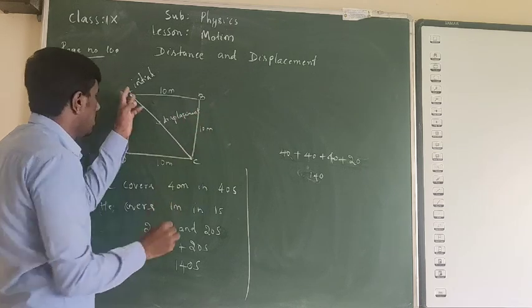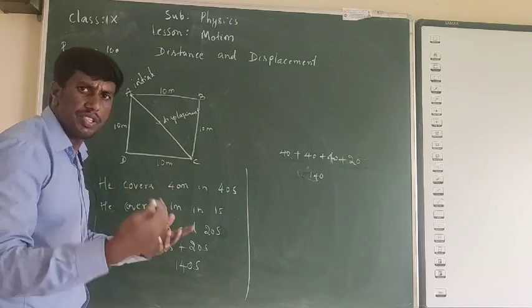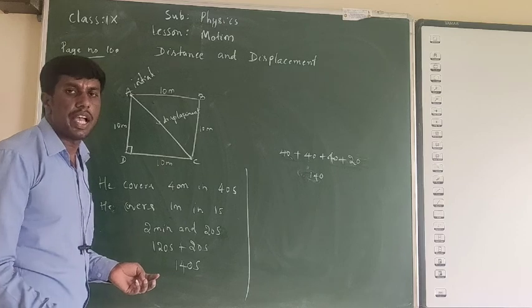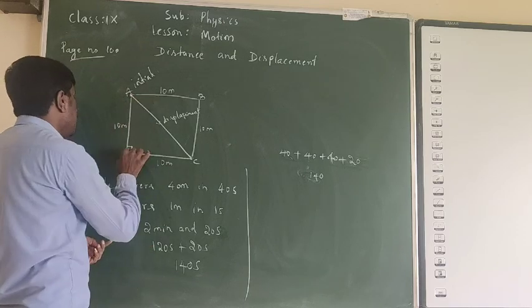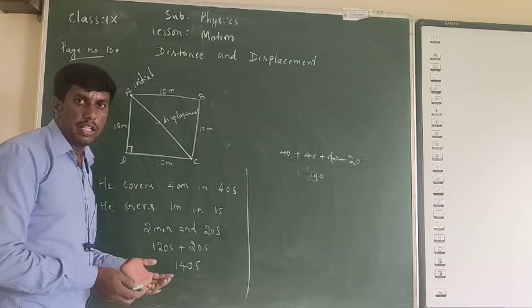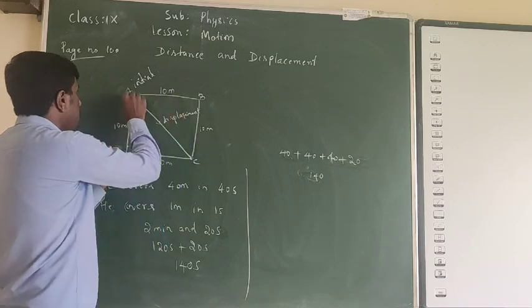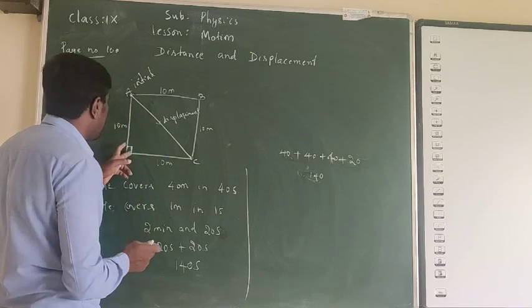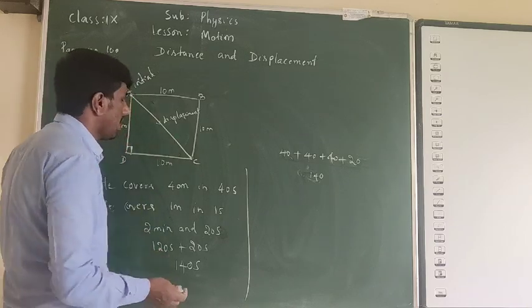How to find out this displacement AC? Since it is a square, each angle is 90 degrees. So what is this part? ADC. ADC is a right angle triangle because a square is made of 2 triangles. So this is 90 degrees. It is a right angle triangle. ACB is also a right angle triangle.